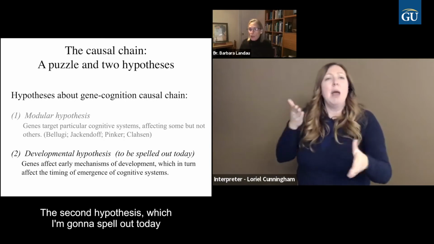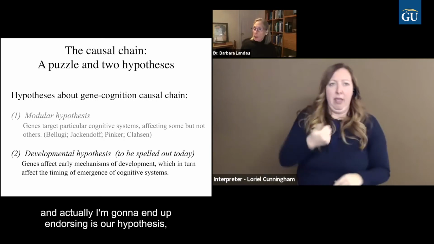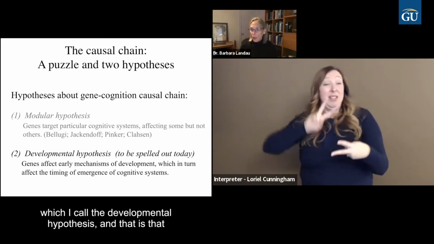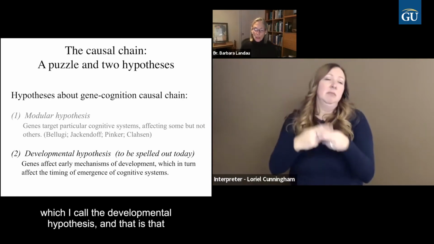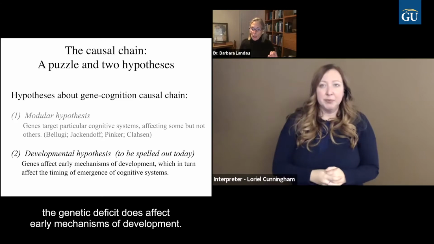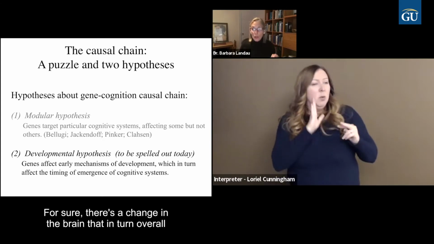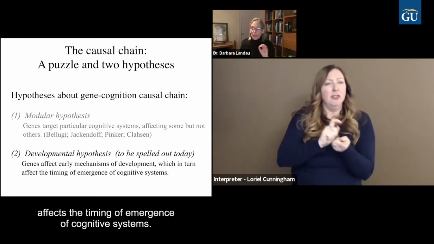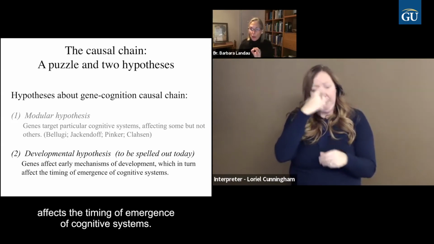The second hypothesis, which I'm going to spell out today, and actually I'm going to end up endorsing, is our hypothesis, which I call the developmental hypothesis. And that is that the genetic deficit does affect early mechanisms of development, for sure. There's a change in the brain. That in turn, overall affects the timing of emergence of cognitive systems.